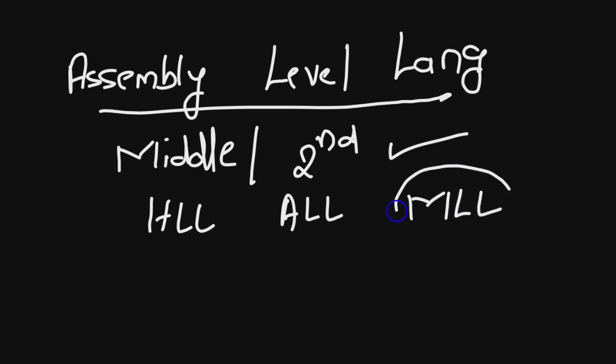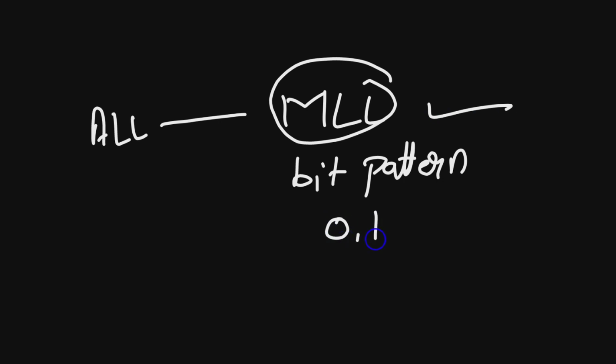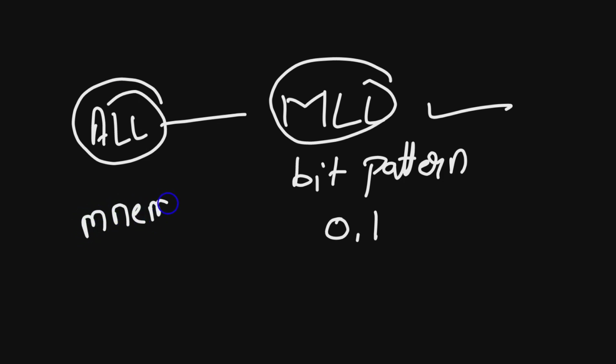In the last class we studied about machine level language. In this class we are going to understand what do you mean by assembly level language. This assembly level language is easier when compared to machine level language. Why? In the case of machine level language, we are going to use bit patterns. That is, whatever code we write in machine level language, it will be in terms of zeros and ones. But in the case of assembly level language, we are going to use mnemonics for writing the program.